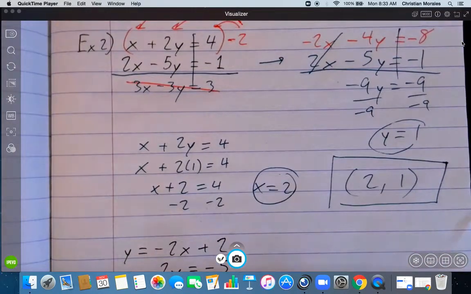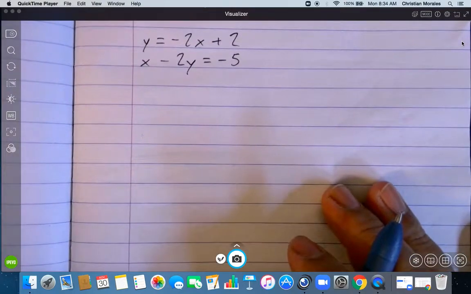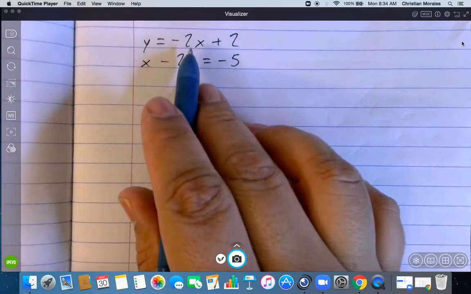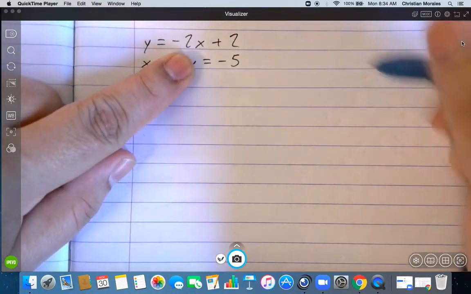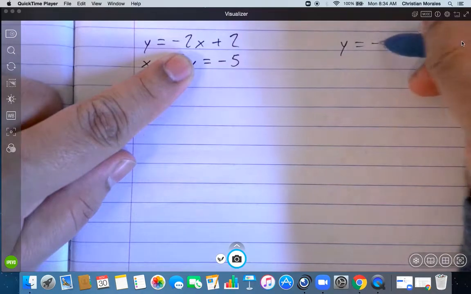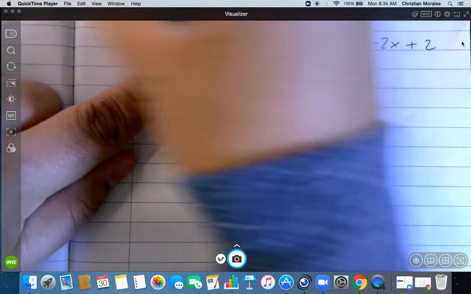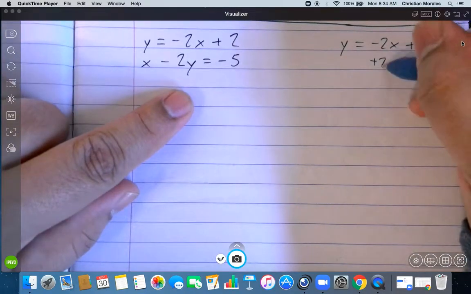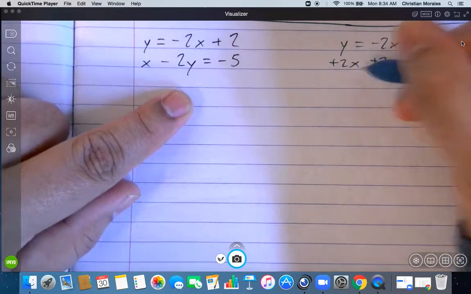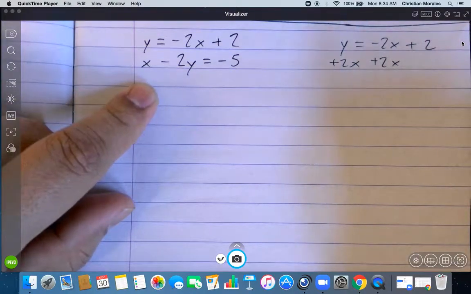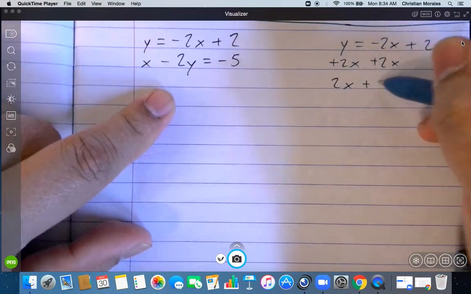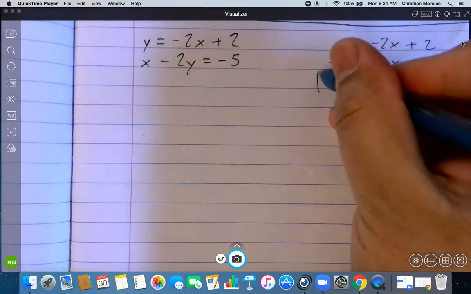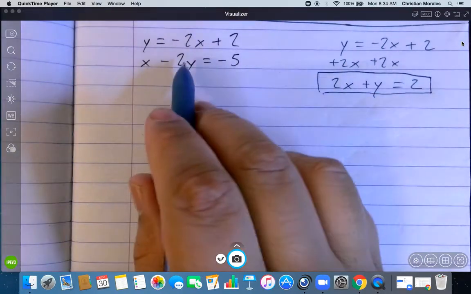Elimination. Okay. All right, take a look at this one. So a couple things here, they don't line up. So I'm going to change the top one. I'm going to move this. I don't like the way this looks. So I'm going to move the 2x to be over there. So I'm going to do a plus 2x. And then when I do that, I get 2x plus y equals 2. Okay, now that's my new problem right here. So I changed the top one.